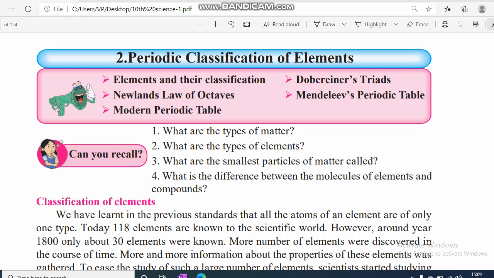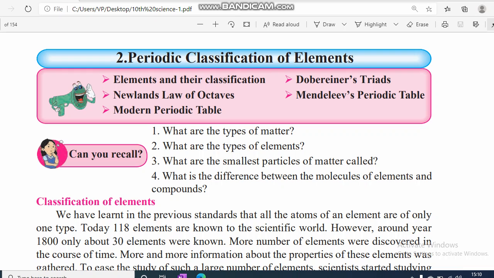Today we start chapter number two, Periodic Classification of Elements, of Standard 10th Science Part 1. In this chapter we will cover the topics: elements and their classification, Dobereiner's triads, Newlands' law of octaves, Mendeleev's periodic table and the modern periodic table. This is a very simple chapter, and we will see the knowledge of element classification. So let me start chapter number two.